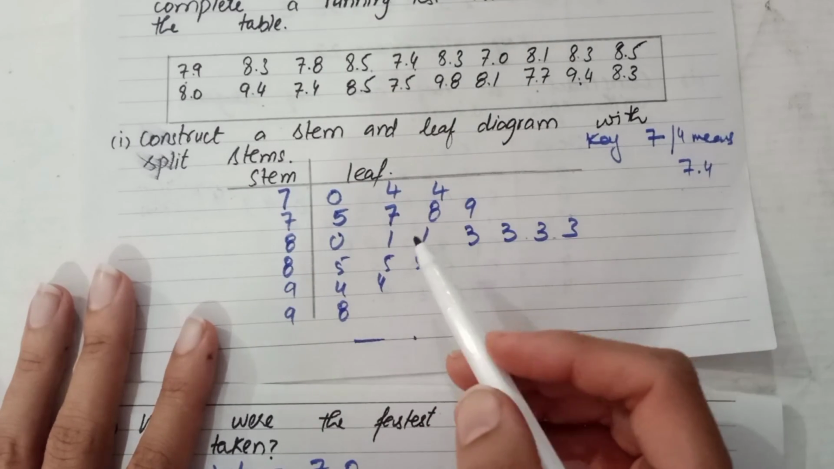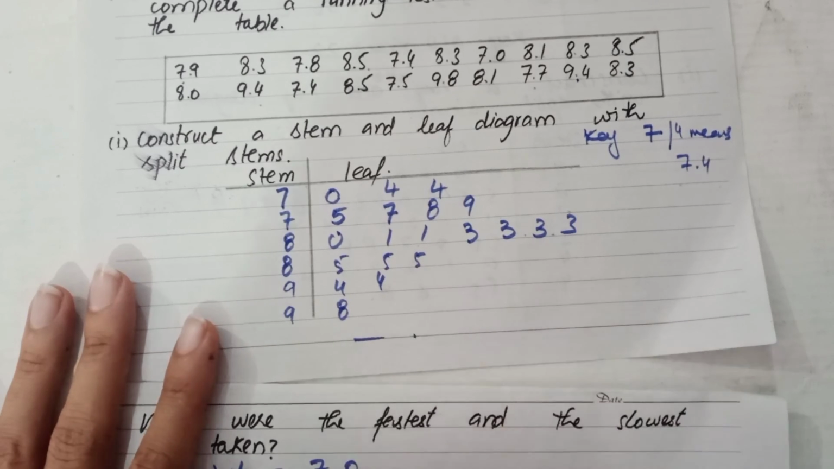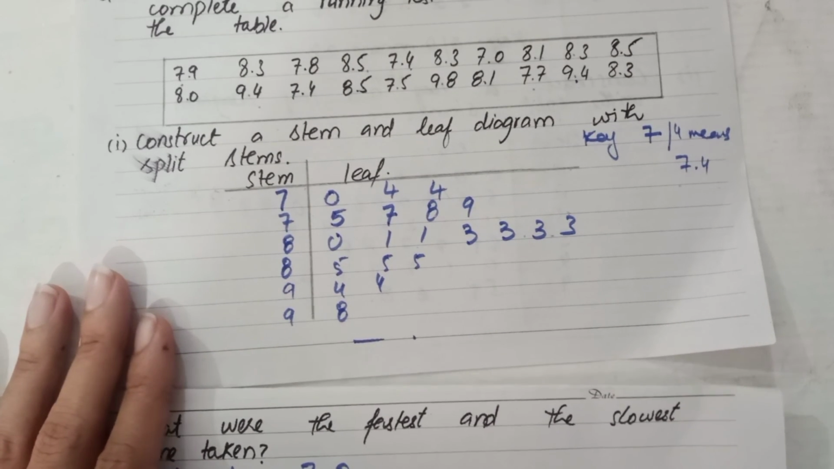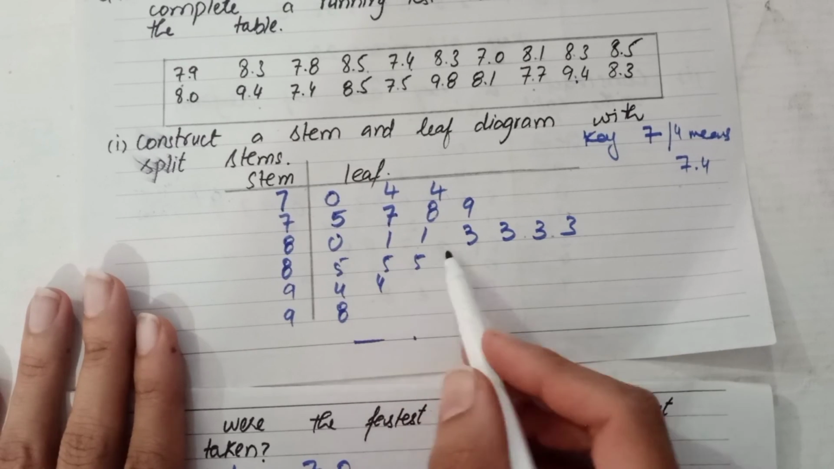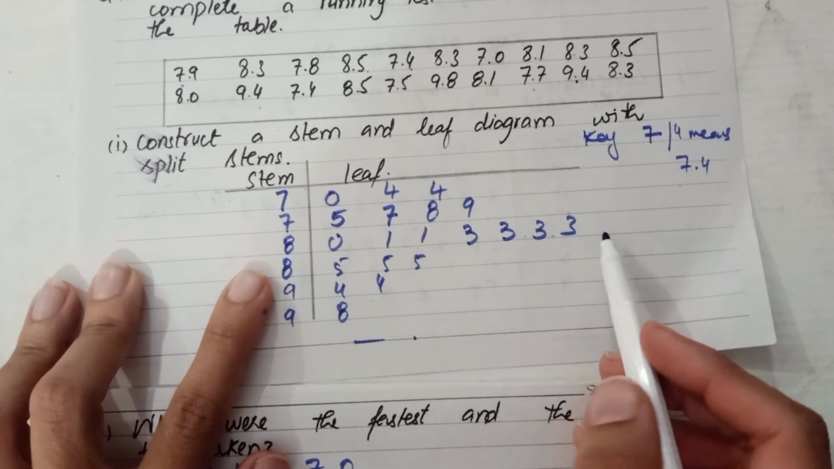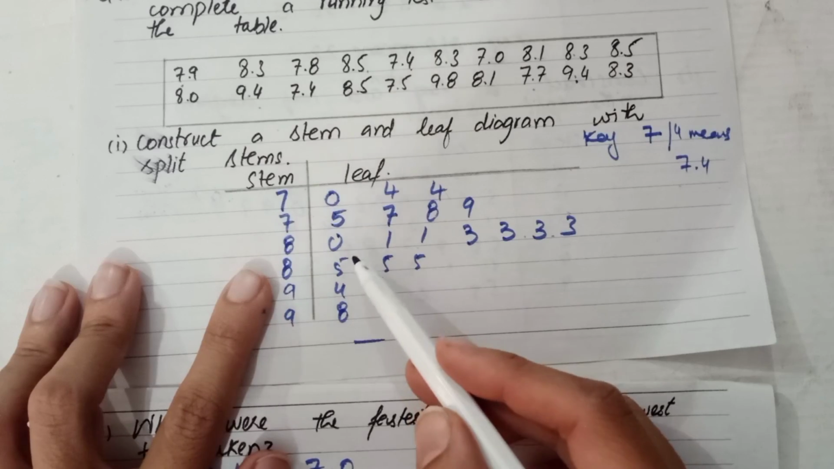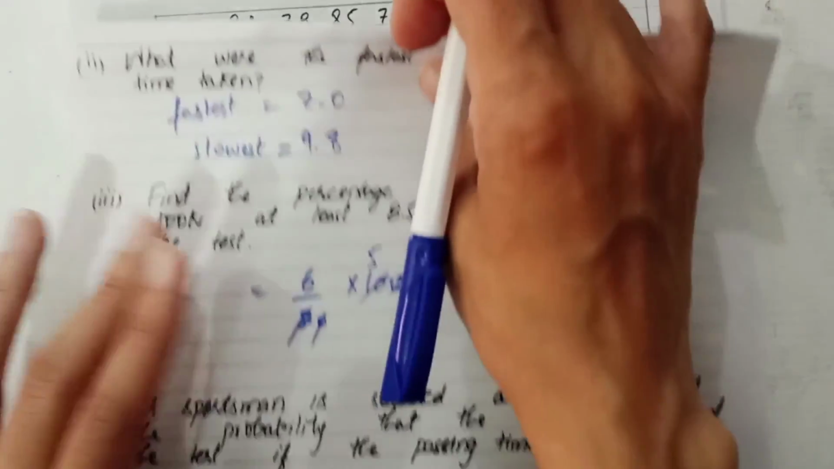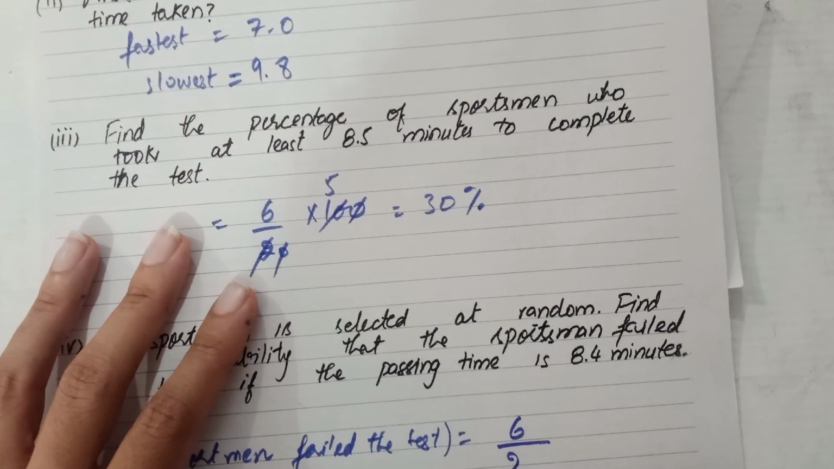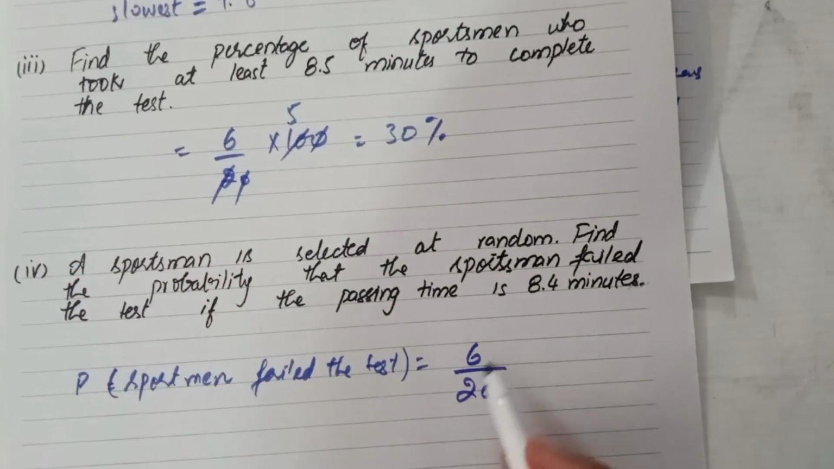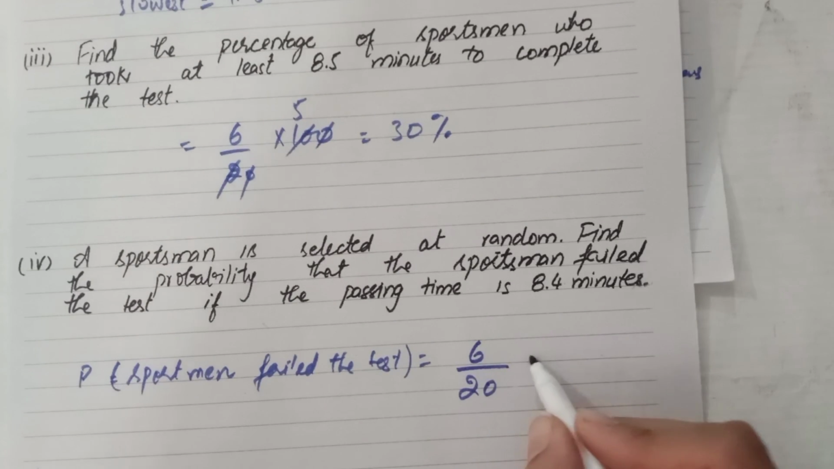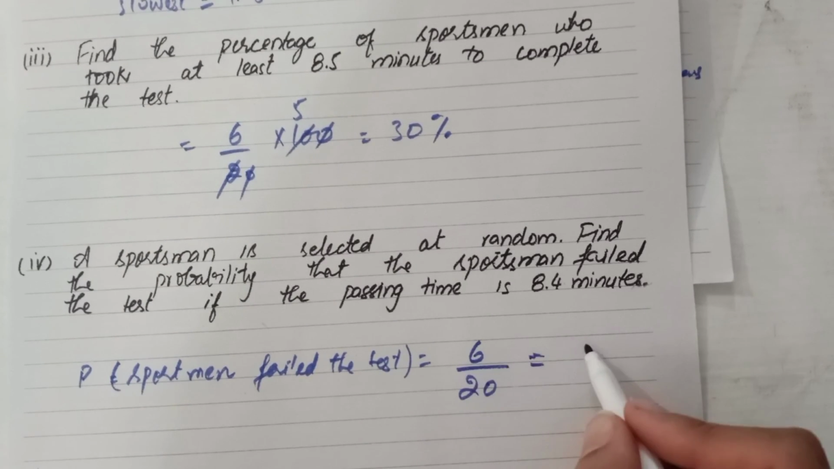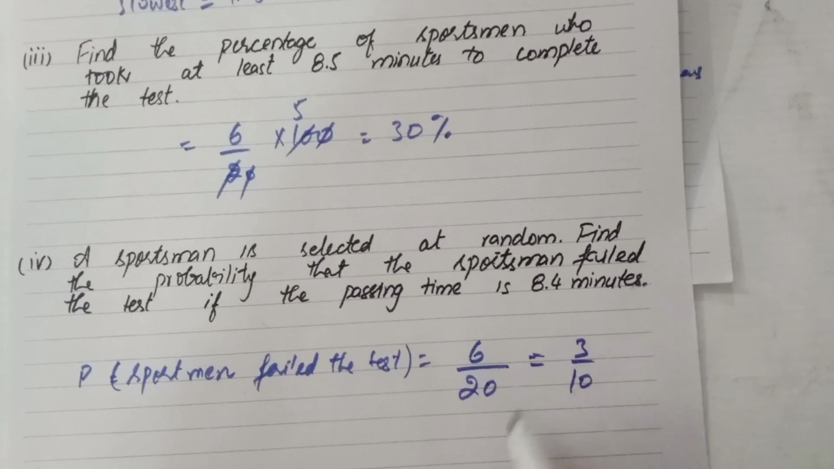Yes students, we have to count the students who failed the test. It means the passing time is 8.4 minutes, and these are the students who passed, and those above 8.4 failed. And these students are 1, 2, 3, 4, 5, 6. These are the 6 students, and the total number of possible outcomes is 20, and we can simplify it to 3 by 10, and that is the probability. And now students, question number 10 is also solved.